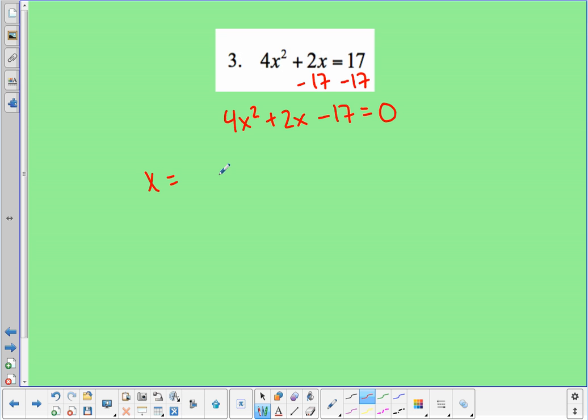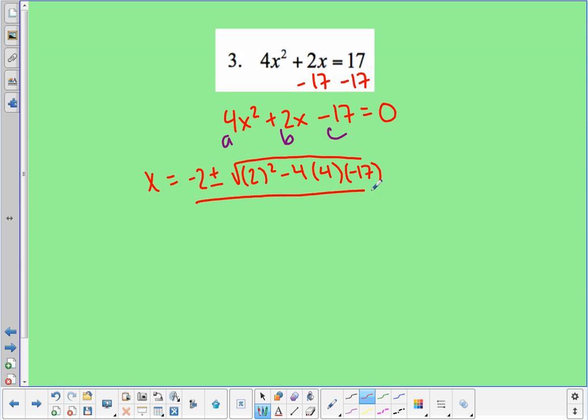So I have x is equal to, oh, here's my a and b and c. Should make note of those. There's a, there's b, c is negative 17. So x is equal to opposite of b, that's negative 2, plus or minus the square root of 2 squared minus 4 times a, which is 4, times c, which is negative 17. And that's all divided by 2 times a, which is 4. Notice again that my fraction bar is all the way across, even under the opposite b that's out front.